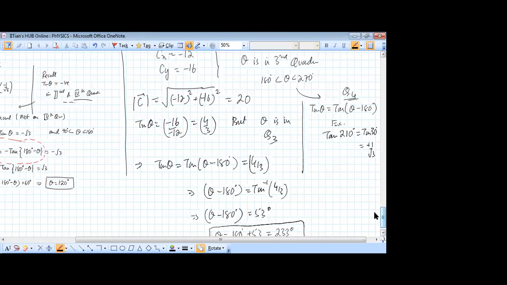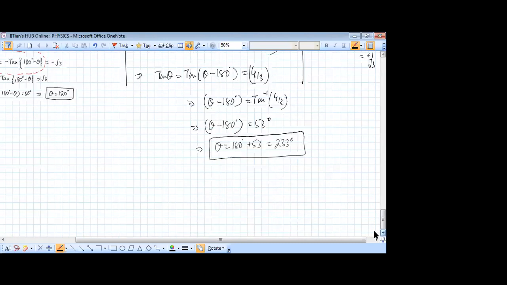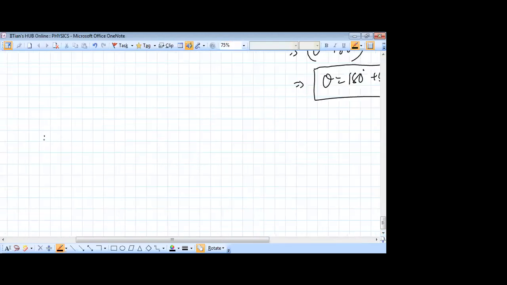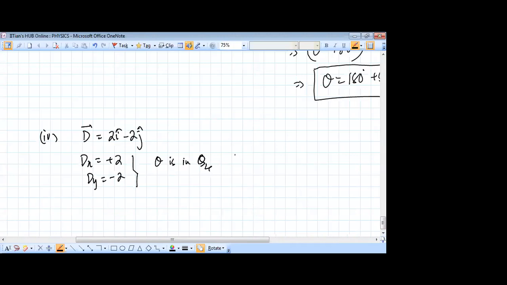Okay, so now, for the fourth one, what we'll have to understand is the x component is positive and the y component is negative. So x component is positive, y component is negative. This is showing you that theta is in quadrant 4. So remember, what is the formula for quadrant 4?